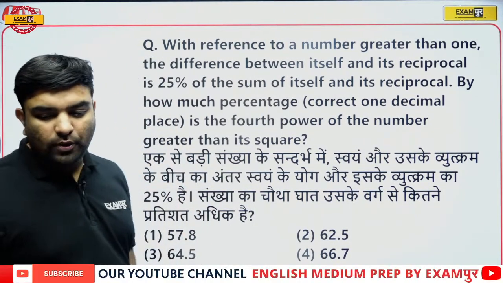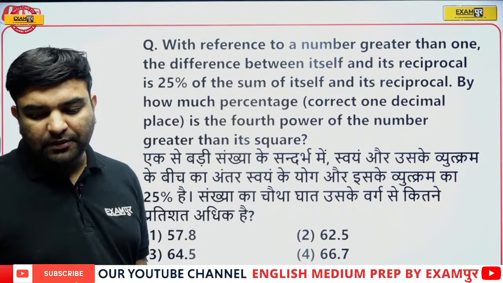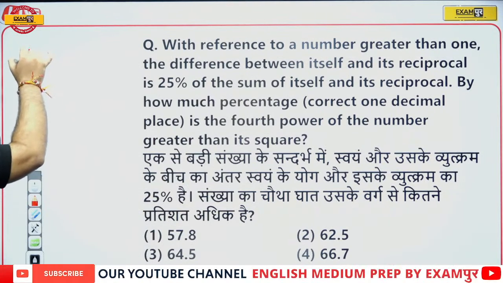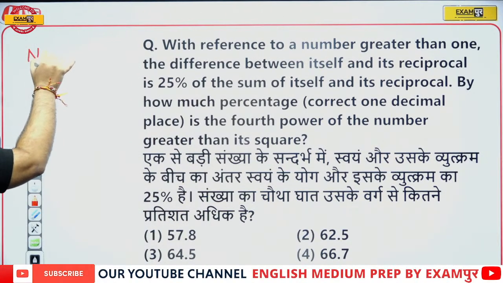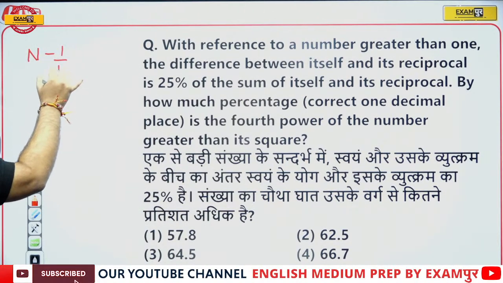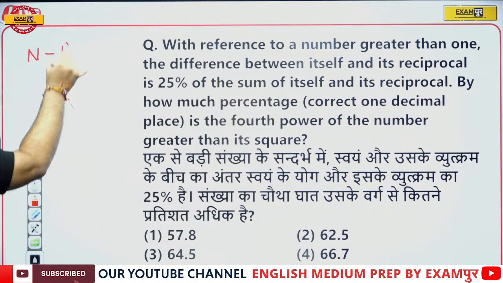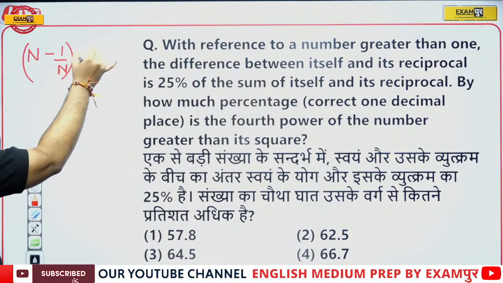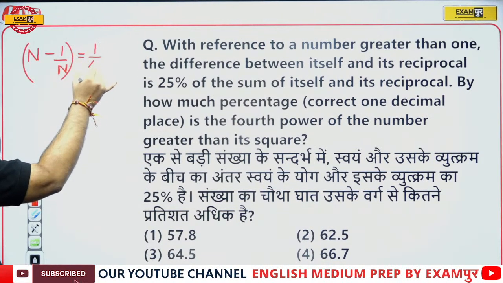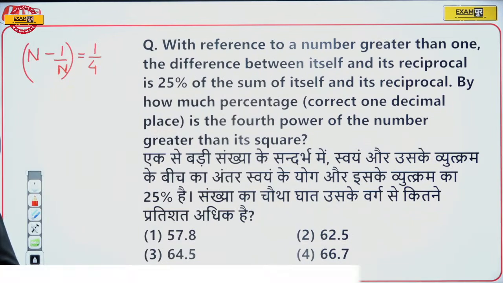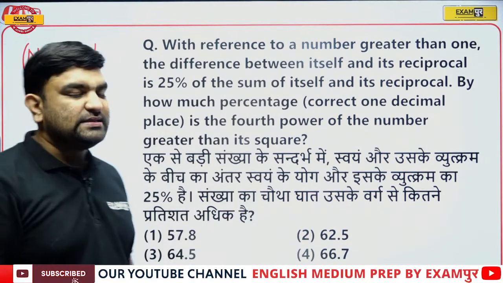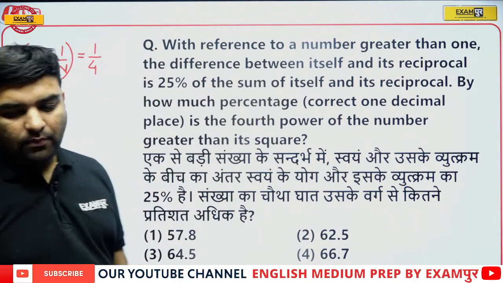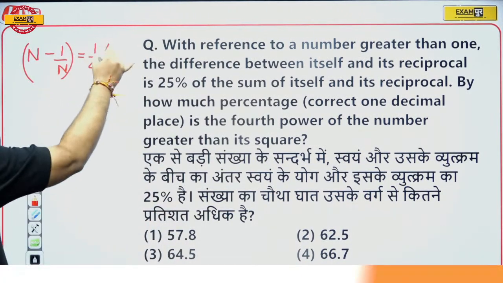With reference to a number greater than 1, the difference between the number and its reciprocal. Let the number be n. The difference between the number and its reciprocal is 25%, and 25% is 1 by 4, of the sum of the number and its reciprocal.